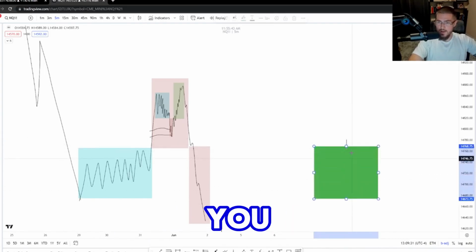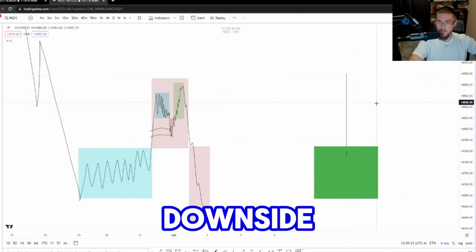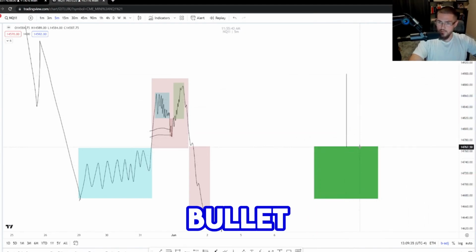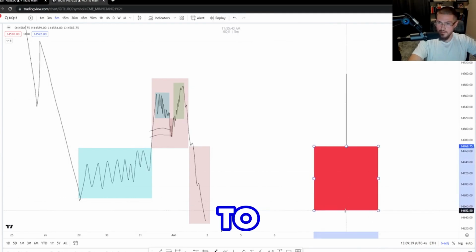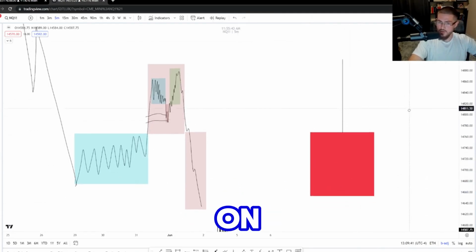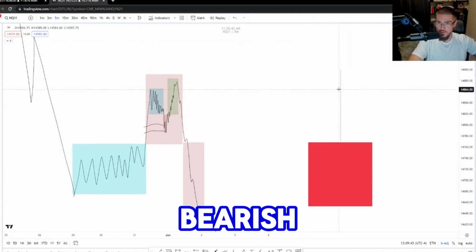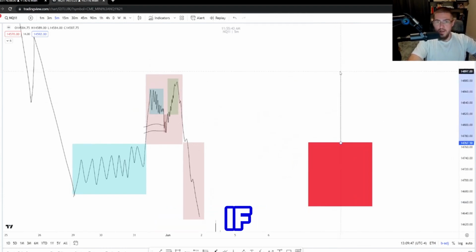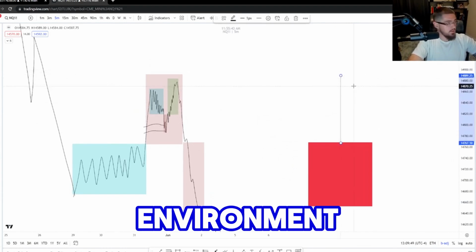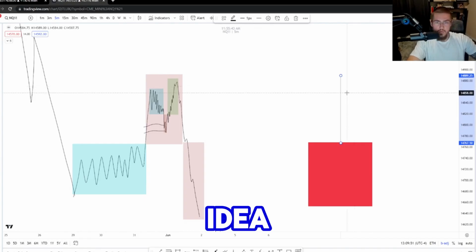So let's say you do have a big bodied candle to the downside, right? I'm sorry, I'll draw this red to not confuse. Let's say you have a big bodied candle to the downside. Well, a lot of times if you look on charts, weekly candles that are very bearish, there's going to be a wick, right? Sometimes it's large, sometimes it's not. But if you are a seller in this environment, the ideal, hold on one second, guys.